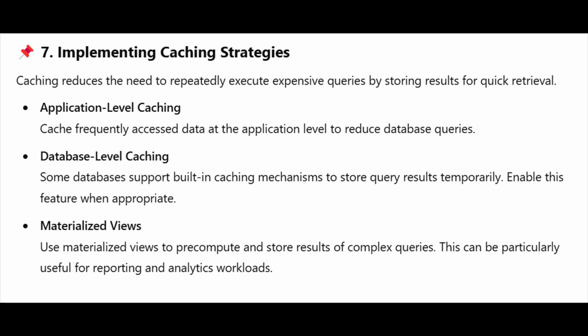Implementing caching strategies. Caching reduces the need to repeatedly execute expensive queries by storing results for quick retrieval. Application-level caching. Cache frequently accessed data at the application level to reduce database queries. Database-level caching. Some databases support built-in caching mechanisms to store query results temporarily. Enable this feature when appropriate. Materialized views. Use materialized views to pre-compute and store results of complex queries. This can be particularly useful for reporting and analytics workloads.